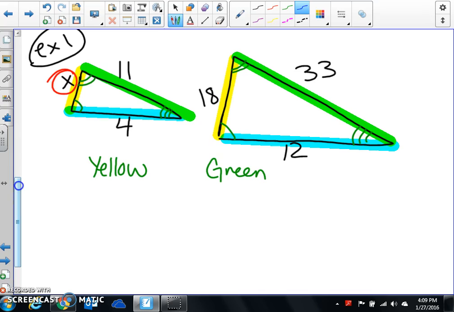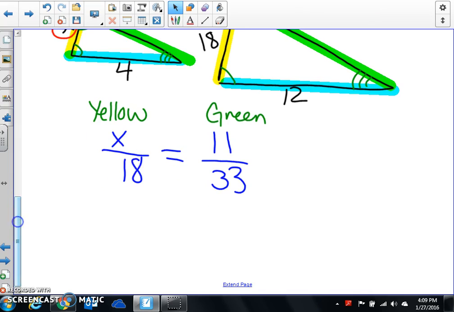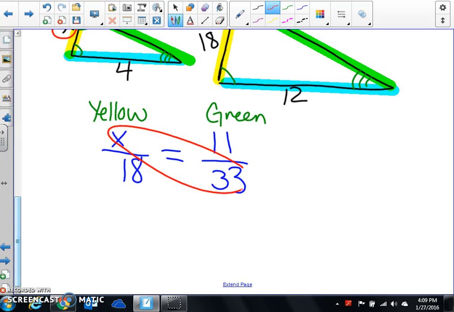So I start over at the left triangle. My yellow is X. So my yellow is X over my other yellow is 18. Now I go to my green. My green over here is 11. My green over here is 33. Right, I just go left to right, left to right. Now I solve. 33 times X is 33X. 18 times 11 is, I don't know. Let me grab my calculator.